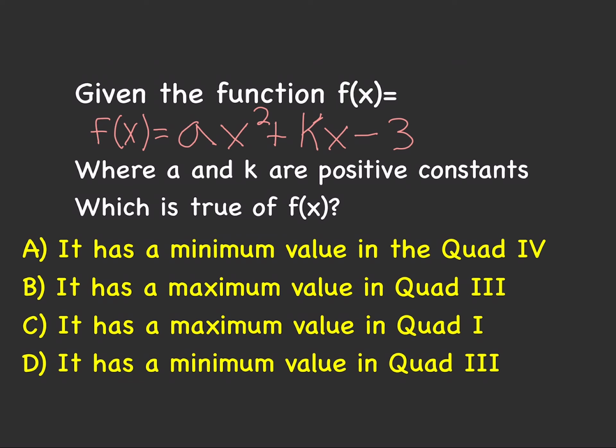So in this case we've been given the function f of x is equal to ax squared plus kx minus 3, and it says where a and k are positive constants. And then, which of the following is true of f of x? It gives us some choices about whether it's a maximum or a minimum value, and then in which quadrants. So what do we know when we're given this function? Anytime you're given some function, there are some definite things that you can always try if you get stuck.